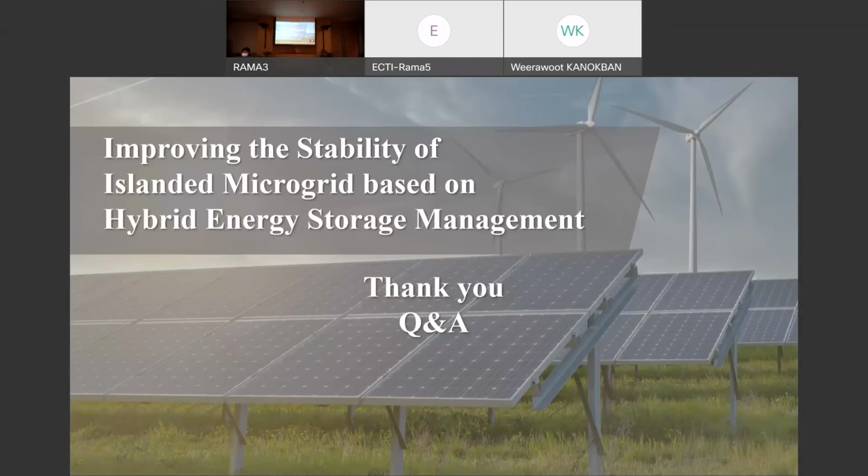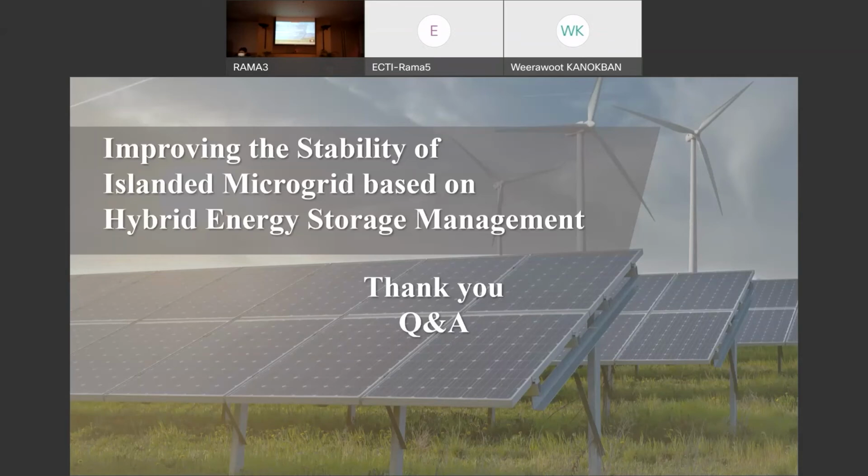I'll start. From my understanding, you have two types of storage. One has fast response, one has slow response, right? And you try to balance the two types of battery, and this is called hybrid. Usually with the SOFC, the emission is water, right, yes. But the hydrogen cost is usually expensive.